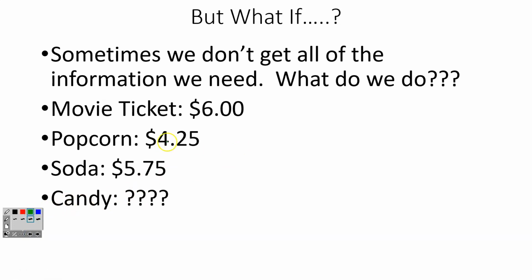So in this case, when I come up with an algebraic expression, we're going to say it's $6 and $4.25 and $5.75. And because we don't know how much the candy is, I'm just going to put an X. So basically this tells me a movie ticket for $6, popcorn for $4.25, soda for $5.75, and something for candy.